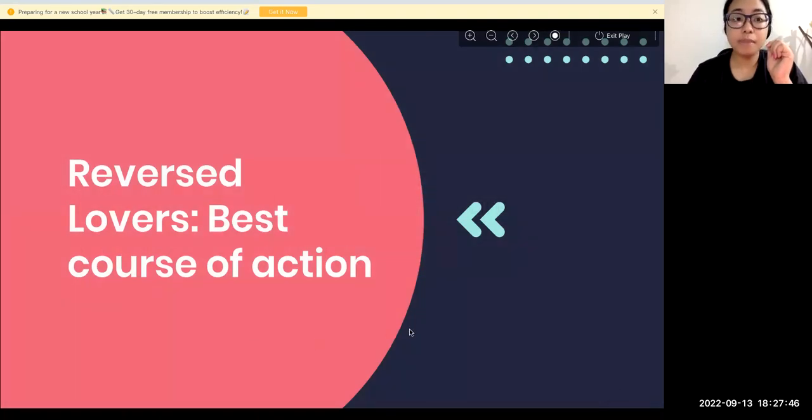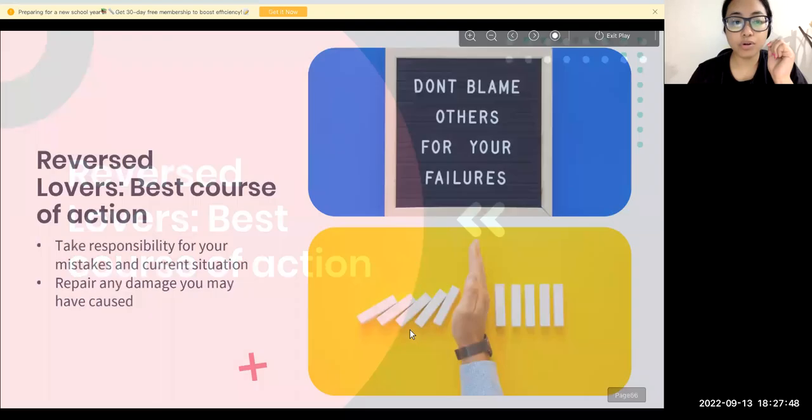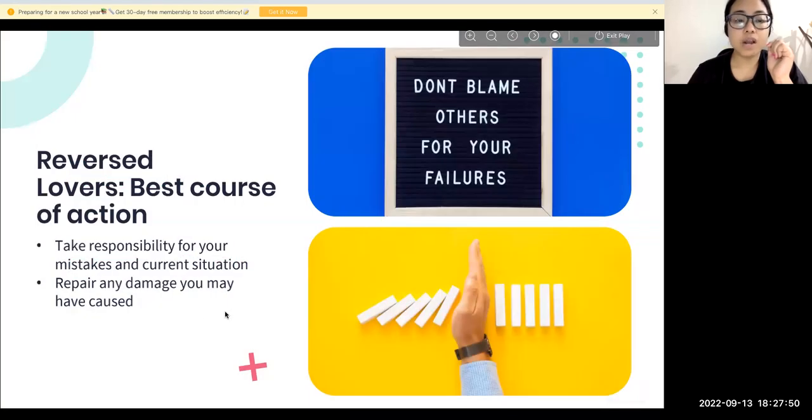You should always remember this when you are advising your client. So in the Lovers card, what is the best advice that you can give? You can tell your client: take responsibility for your mistakes and current situation. Repair any damage you may have caused. That's one thing that you should always remember, right?